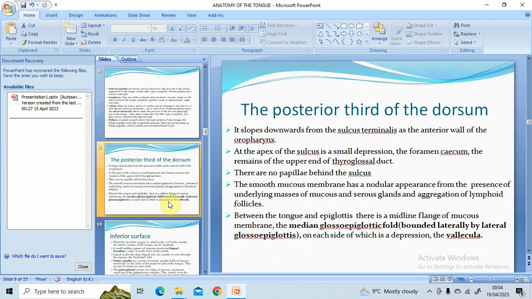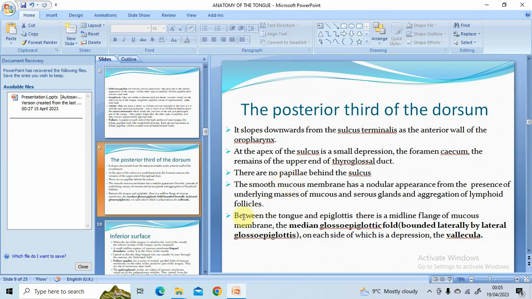Now, at the apex of the sulcus, I said it's a small depression, the foramen caecum, the remnant of the upper end of the thyroglossal duct. There are no papillae within it, unlike the anterior two thirds, where you have three types of papillae. But on the lateral side of the posterior part, there is another papilla, which we call the foliate papilla. I'm going to discuss that later. So there are no papillae behind the sulcus, as I said.